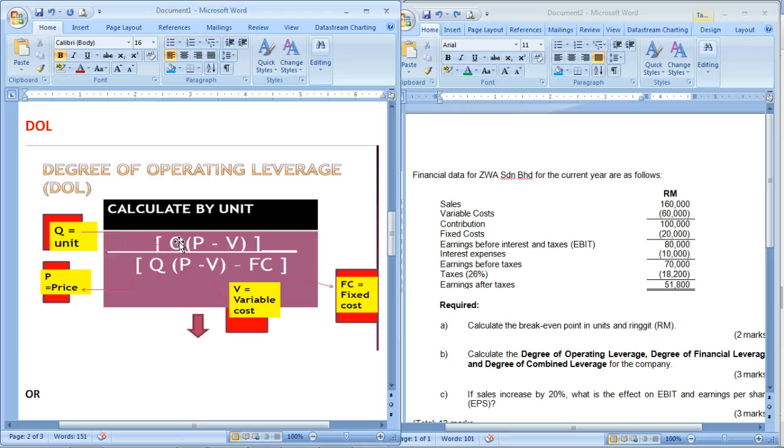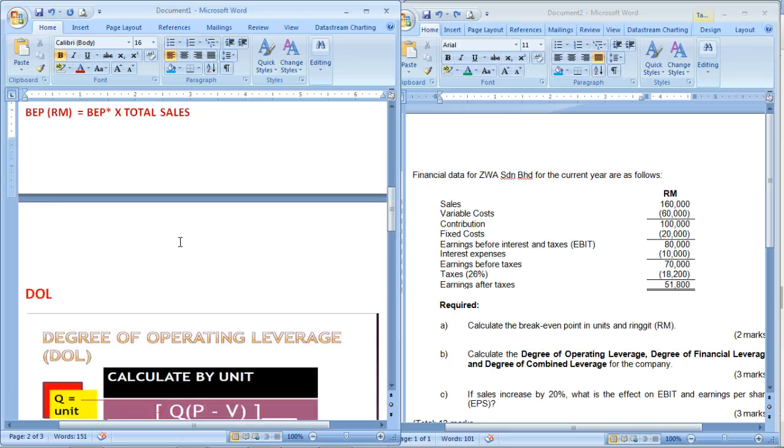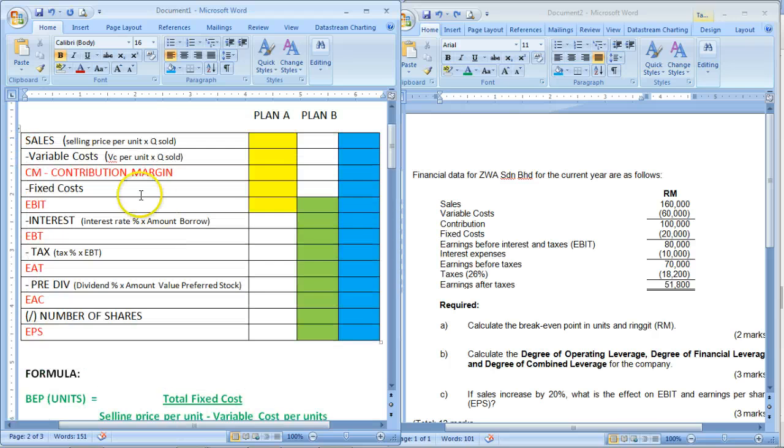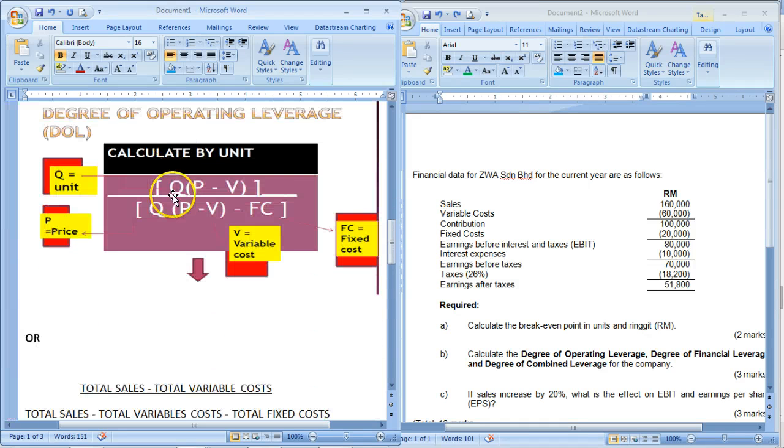Quantity Q is for quantity sold, and then P is price per unit. V is variable cost, actually your VC there, variable cost per unit. I repeat, this is all per unit except fixed cost. I believe that you have learned this in management accounting. Fixed cost is not per unit. Fixed cost is in total, but the others are per unit.